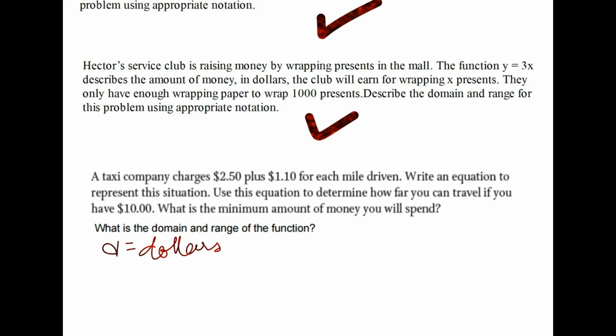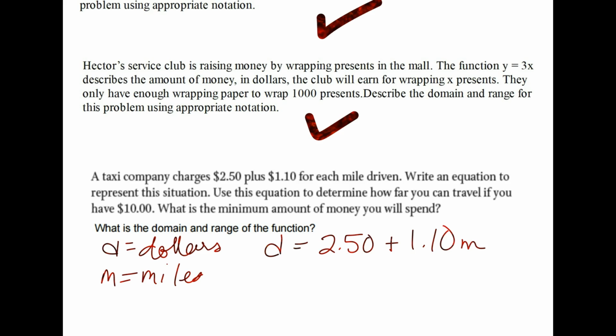And then we'll say M is for miles driven. All right, so write an equation. So the amount of money I'm going to pay in dollars is equal to a charge of $2.50, plus $1.10 per mile. Some people get rid of the zero. If you want to get rid of the zero, that's fine. I just left the zero there. All right. Write an equation to represent the situation.